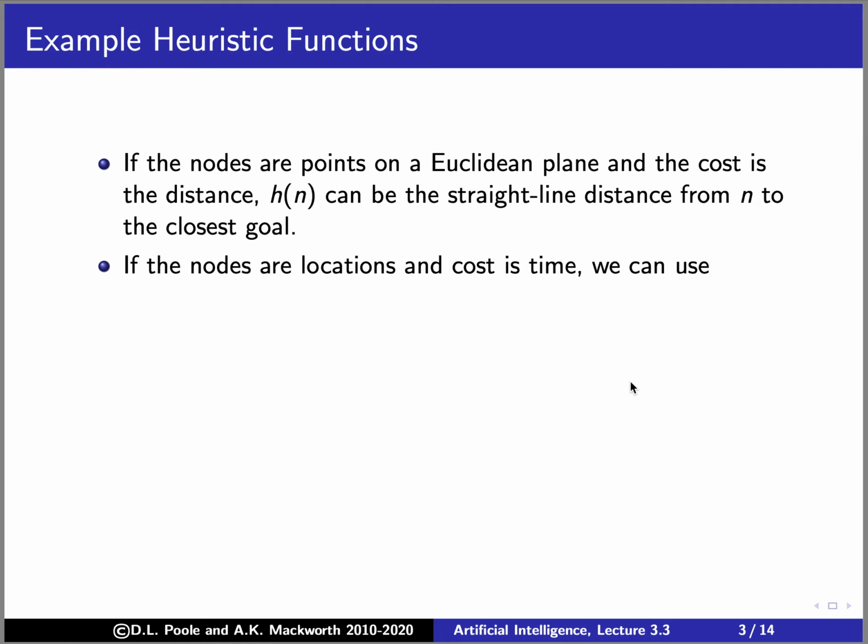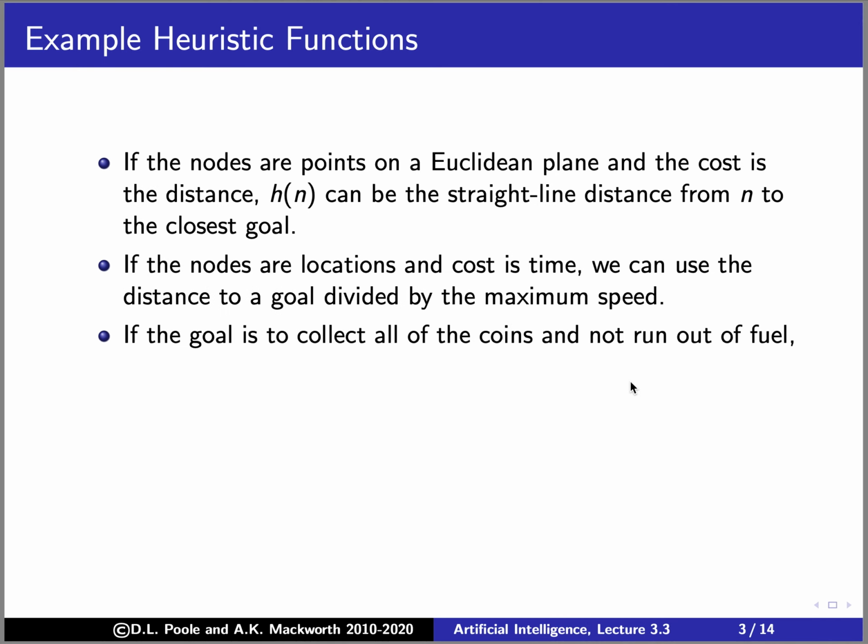If the nodes are locations and the cost is time, we can look at our maximum speed. So the distance to the goal divided by the maximum speed, because that's the least time you would take.